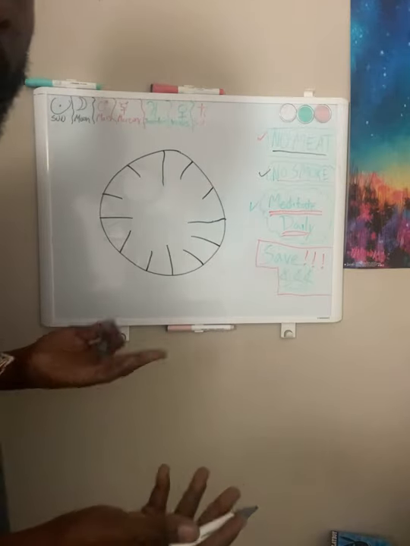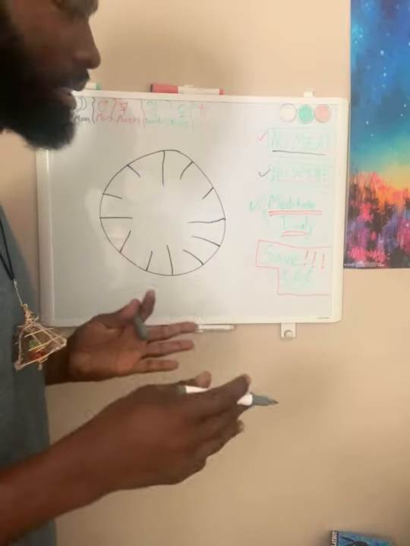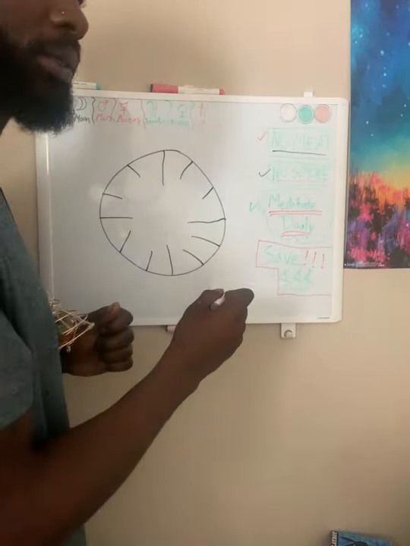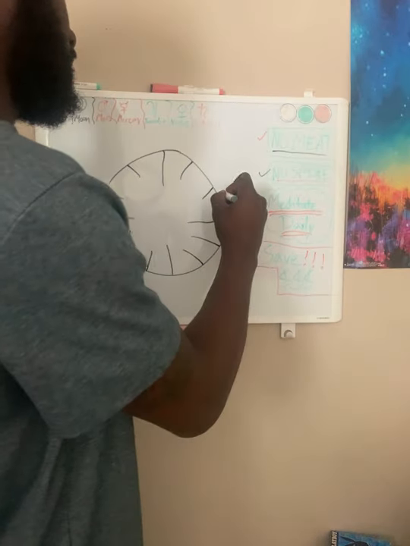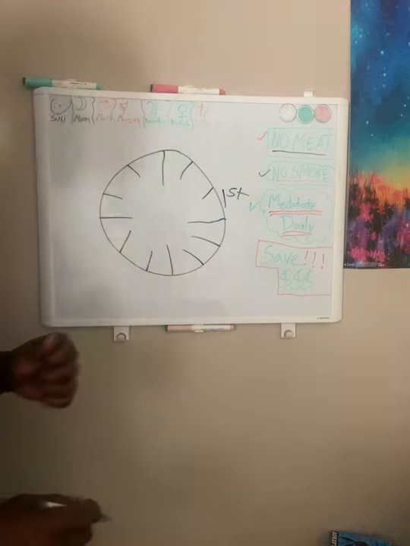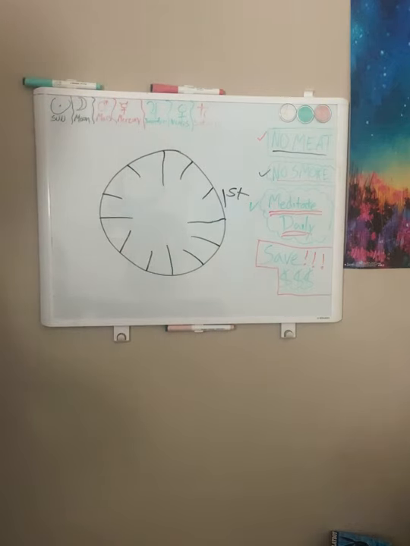And, of course, it's not perfect. I don't want to see no shit in the comments. But here we go. Respectively, going from east to west. This would be first house. Okay?